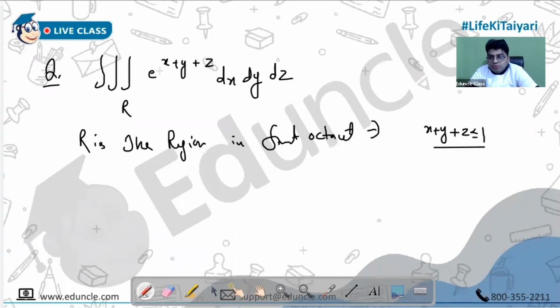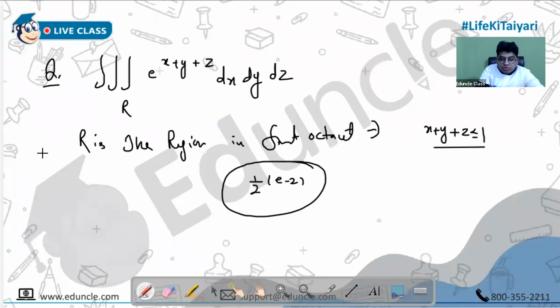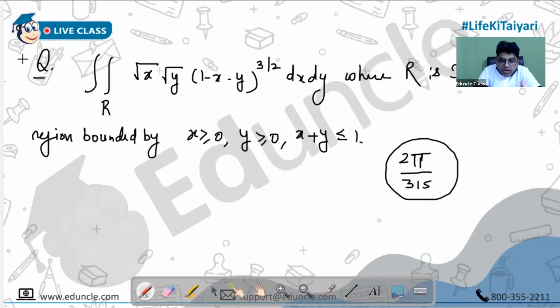What is the answer of this problem? E by 2 minus 1. Yes, the answer is 1 by 2 of E minus 2. So both of the answers are correct, Manoj. Very good. So I think you don't have any problem in double and triple integrals.